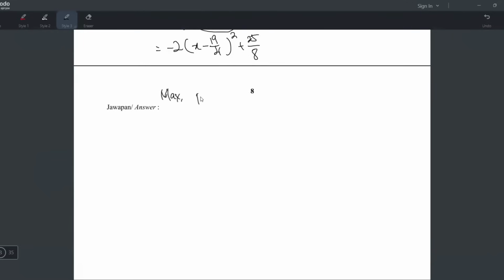So let's read the whole point first, the maximum point. So what is the maximum point? This will tell you the x coordinate. But when you take it out, you have to change the sign. So it will become positive 19/4. And then the y coordinate, you take directly. This one you don't need to change the sign.